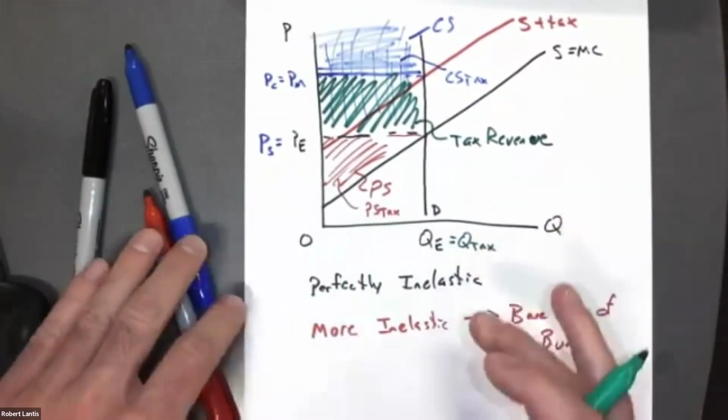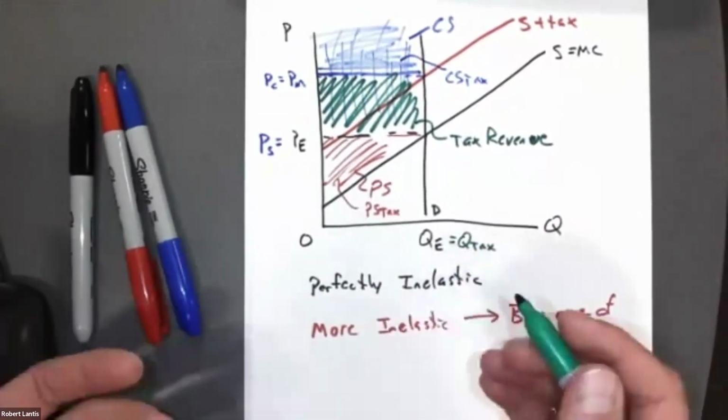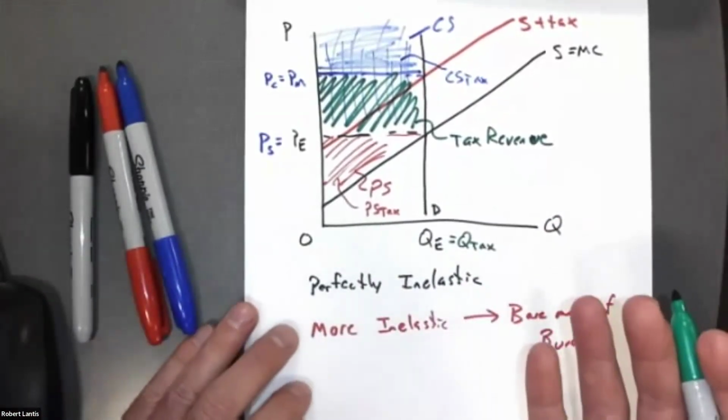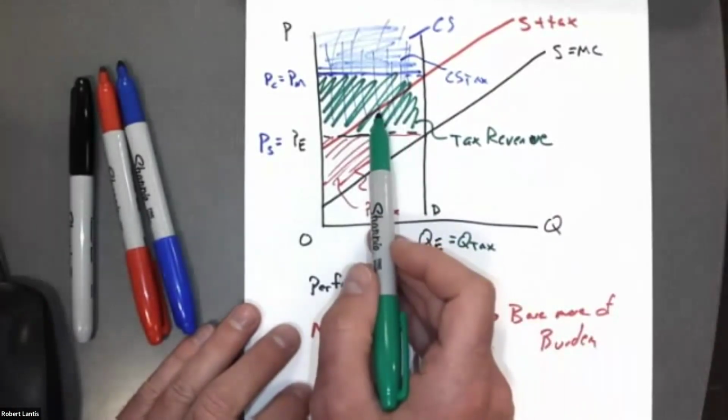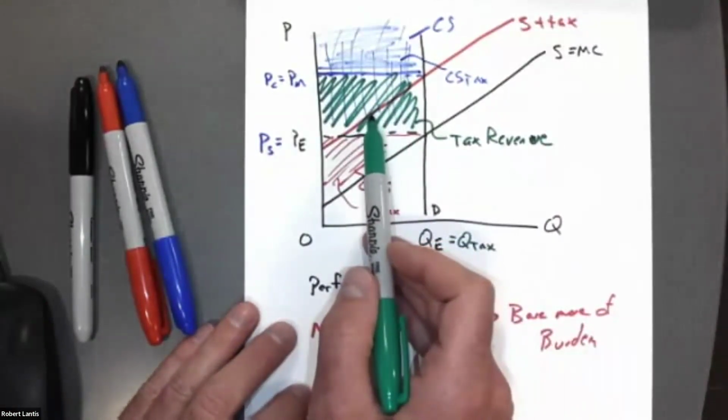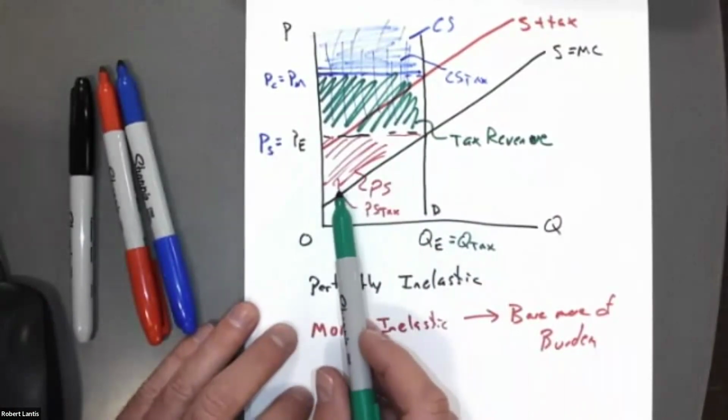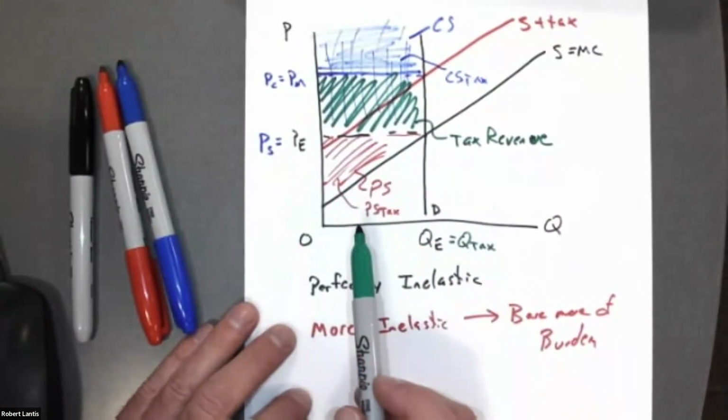So with perfectly inelastic demand, who bore more of the burden, right? Well, consumers bore the entire burden of that tax. Producers weren't hurt at all. Okay.